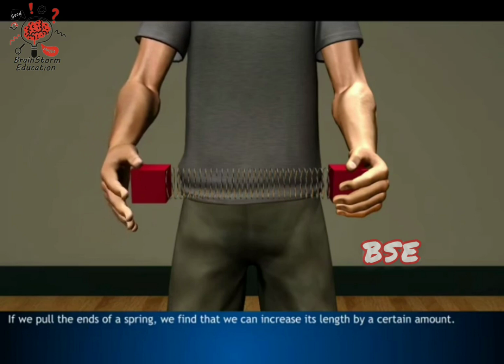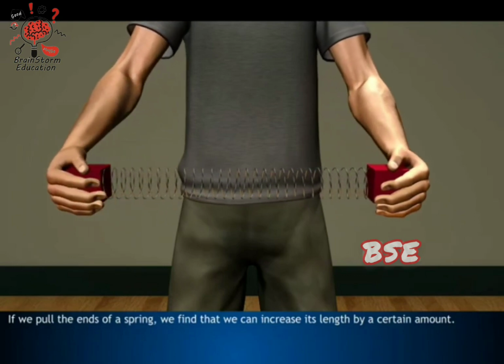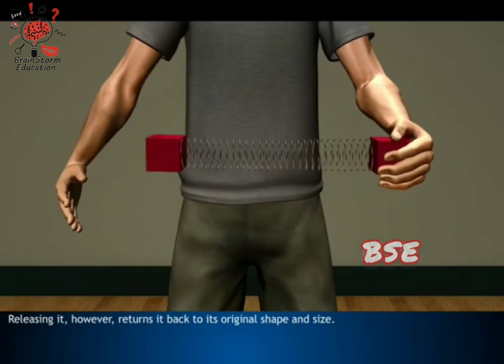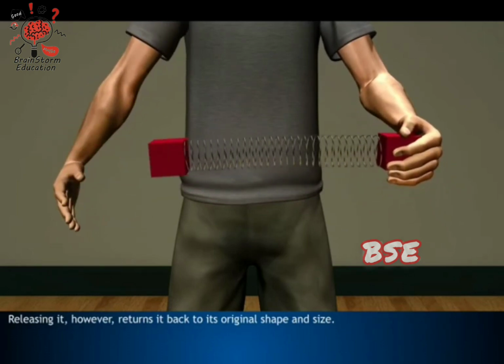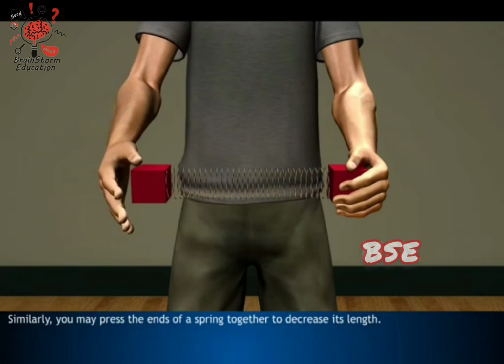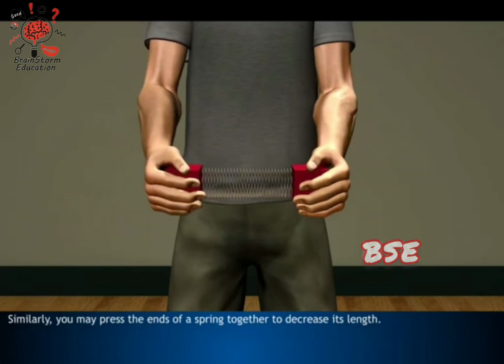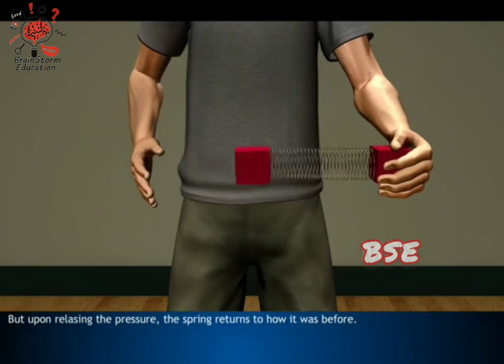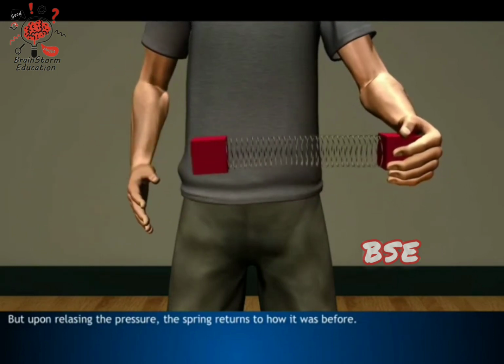If we pull the ends of a spring, we find that we can increase its length by a certain amount. Releasing it, however, returns it back to its original shape and size. Similarly, you may press the ends of a spring together to decrease its length. But upon releasing the pressure, the spring returns to how it was before.